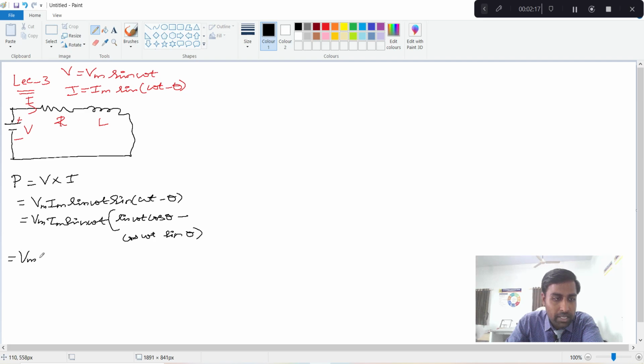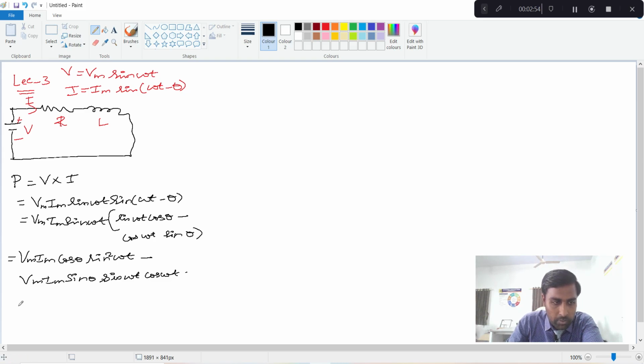So I will get Vm Im, keeping this cos theta as it is, and if I multiply these two, I will get sine square omega t. Minus, and I am bringing this one here, Vm Im sine theta, keeping this sine theta as it is, and these two will give sine omega t cos omega t. So these are my two expressions now.